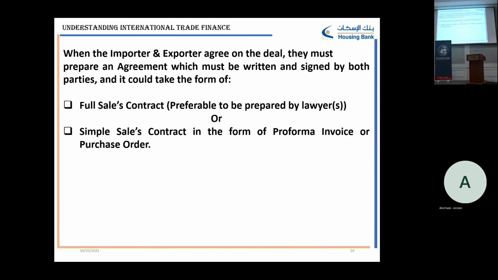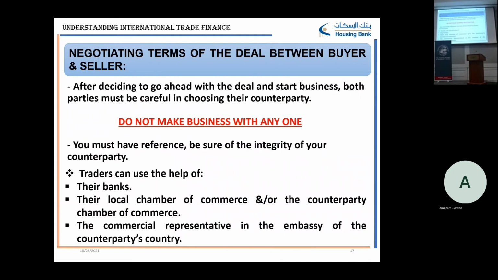But before that, after deciding to go ahead with the deal and start business, both parties must be careful in choosing their counterparty, as I informed. Do not make business with anyone. This is advice for even the importer and the exporter. Please do not make business with anyone. You must have a reference. Be sure of the integrity of your counterparty. How can I know this integrity of my counterparty? How can I know he is eligible to participate with me in these trade transactions?